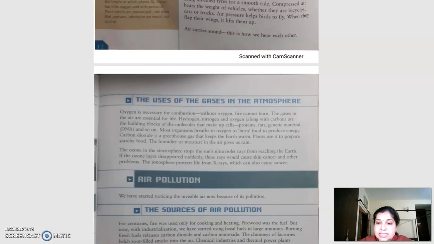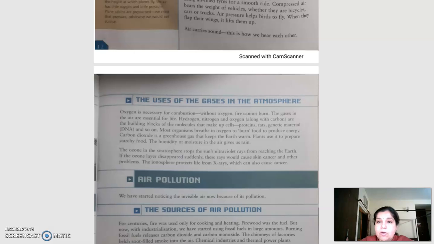There are several gases, as I told you, in the atmosphere, and these gases have various uses. Oxygen, as discussed earlier, is required for breathing, but also required for combustion, which is burning. Fire cannot burn if there was no oxygen in the atmosphere.